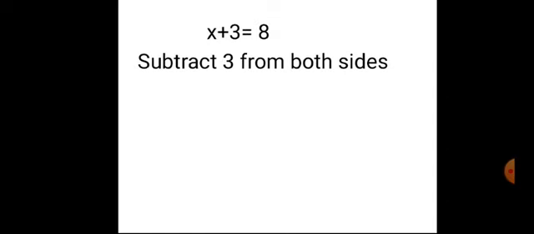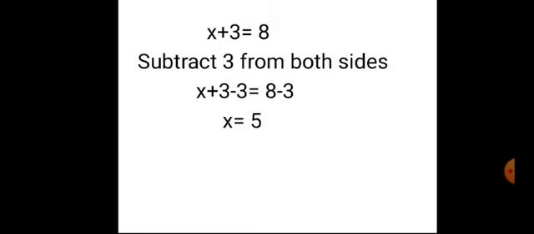So we try to subtract 3. In order to eliminate that 3, we have plus 3 minus 3. But don't forget, we cannot subtract 3 from the left hand side only. We subtract from both sides. So we start by saying subtract 3 from both sides. So if we subtract 3 from both sides, we have x plus 3 minus 3 equals 8 minus 3. Our 3 minus 3 gives 0. So we have x left, and 8 minus 3 gives 5. So our final answer becomes x equals 5.